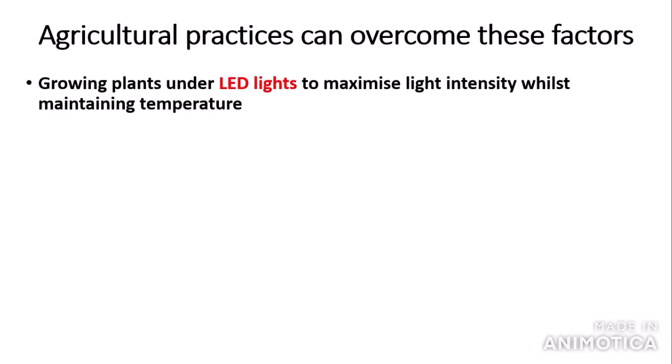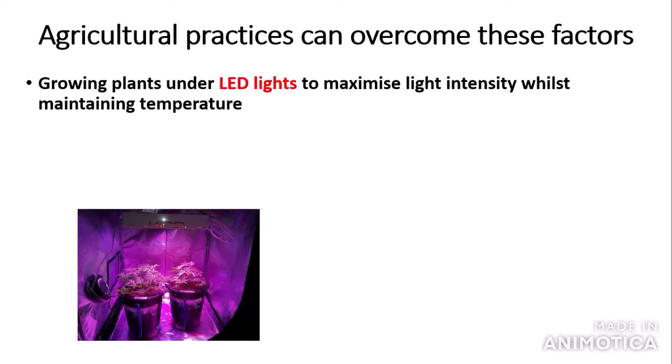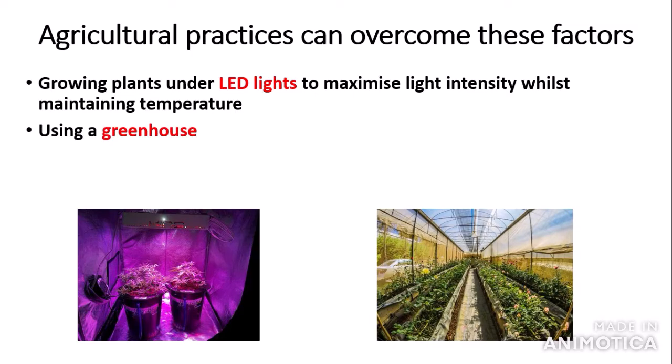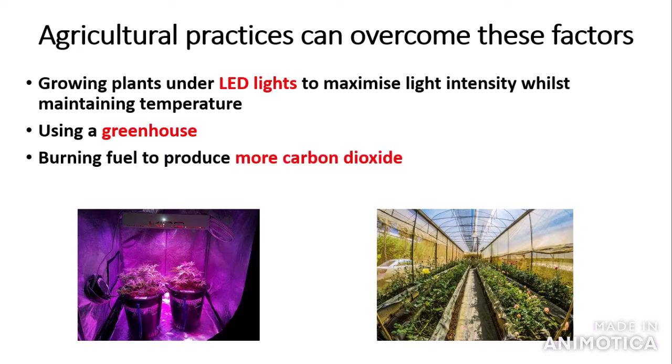Now, agricultural practices can overcome these factors, so reduce the effect of the limiting factors. One way this can happen is through the use of LED lights to grow plants under. This maximizes light intensity whilst maintaining the temperature, as natural light affects the temperature quite often. So here we have an image of plants being grown under LED lights. Next thing is that you can use a greenhouse. This controls the light intensity and the temperature to maintain a high rate of photosynthesis.